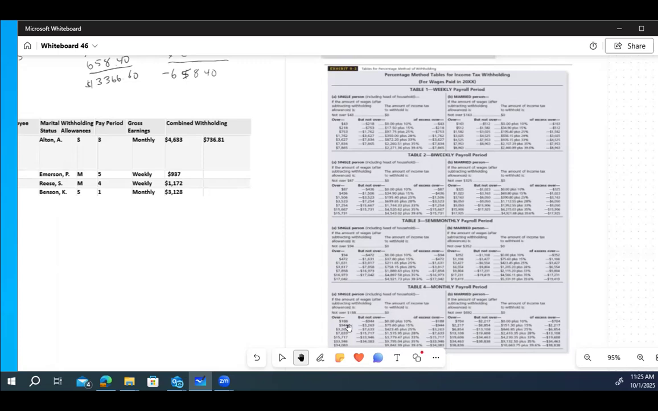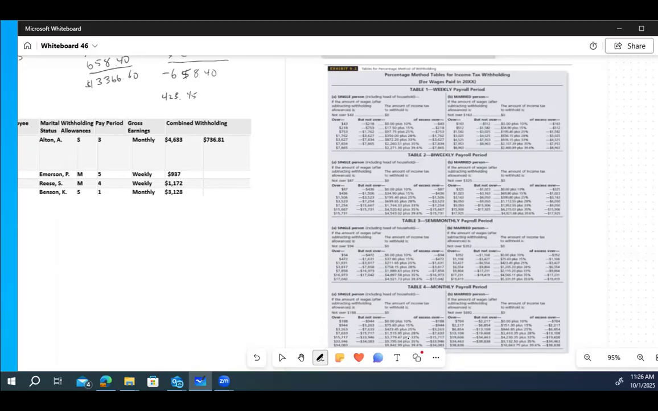So monthly single, and he falls within the third category right here, between $3,263 and $7,633. So he falls into that category. So his tax is $423.45. That's what it looks like. So let me write that down. His tax is going to be a flat rate of $423.45.